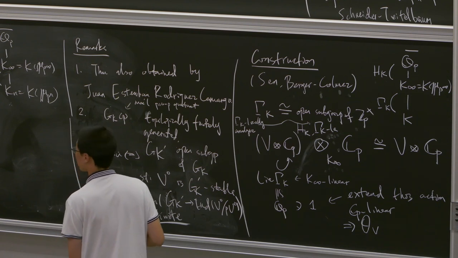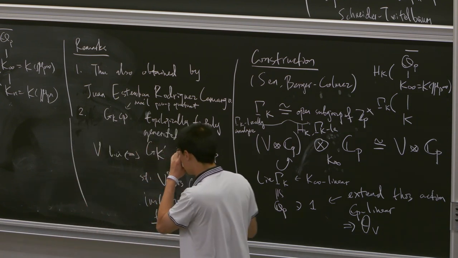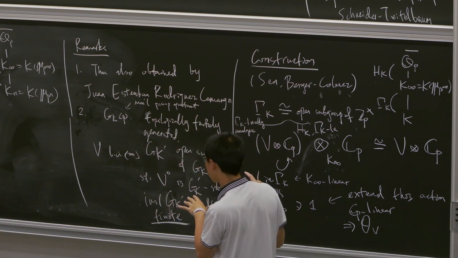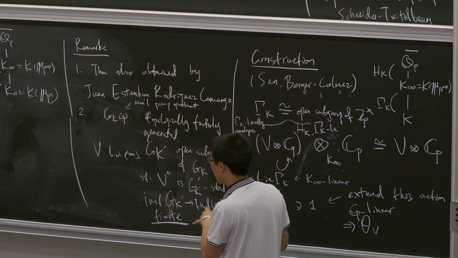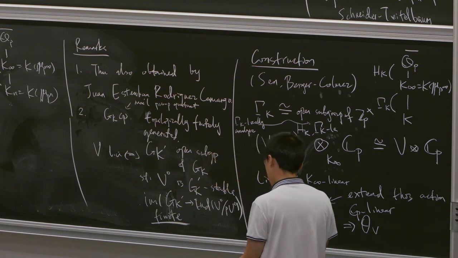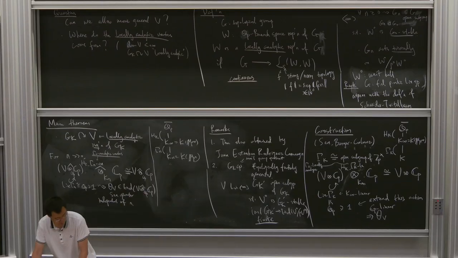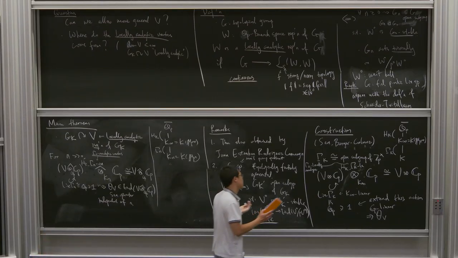Okay, are there any other questions? Instead of sketching a proof right now, I want to give you several examples. Why do I really care about this kind of infinite dimensional representation?